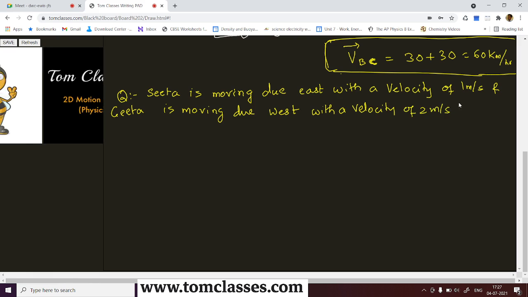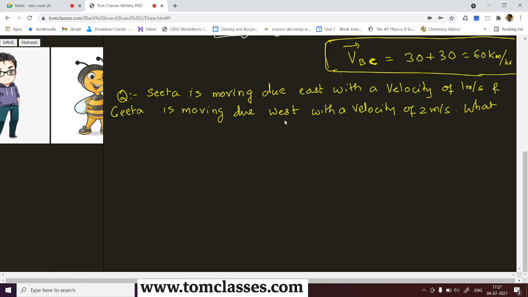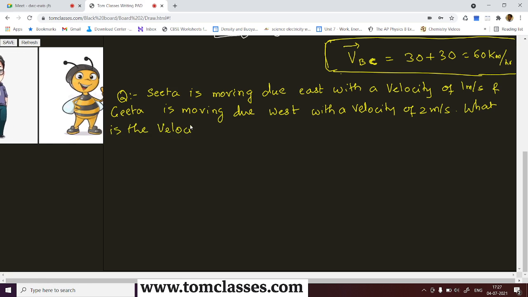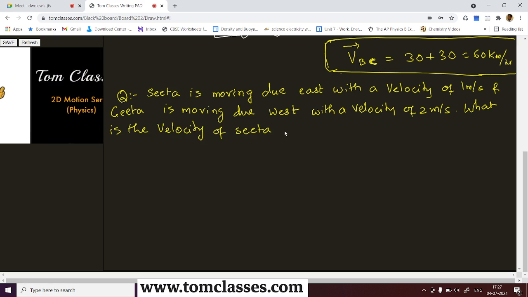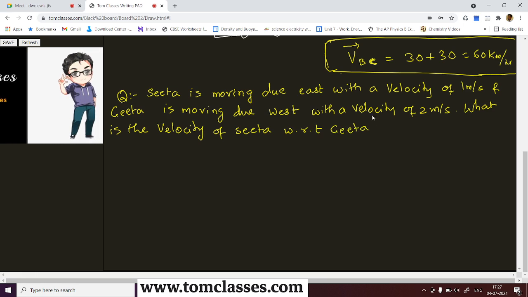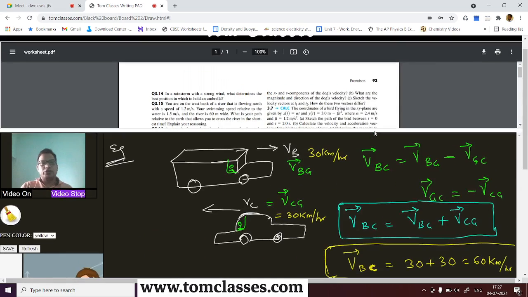And what is the velocity of Sita with respect to Geeta? Alright, so if we have to answer this question, how are we going to do it? Let's see.